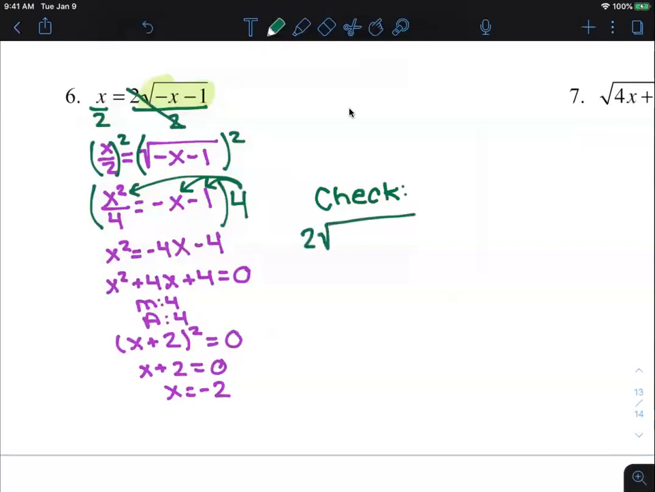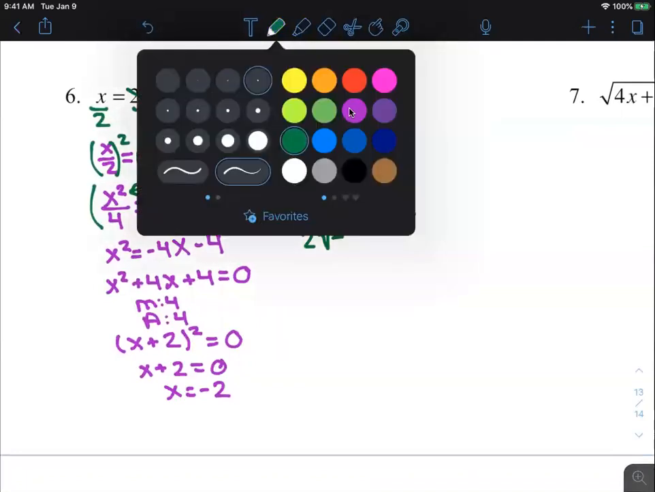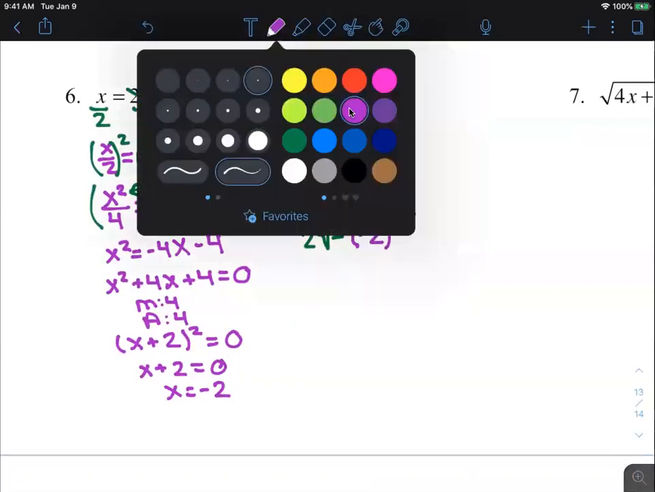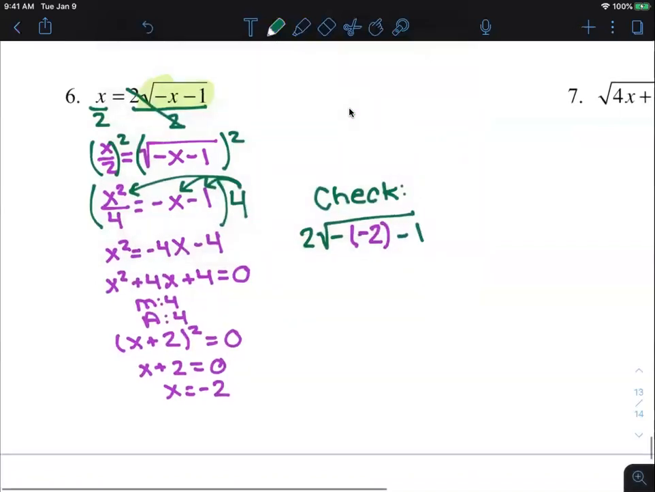So I'm going to say 2 square root. Again, I'm plugging in negative 2. Well, first there's a minus sign, a negative sign, so it has a negative. And then I'm going to go ahead and plug in my negative 2. And then it's minus 1. So that's what it looks like. You can use your calculator to go ahead and do this. So 2 square root, negative parentheses negative 2, minus 1, all underneath the square root. And when I type that in, I get a positive 2.